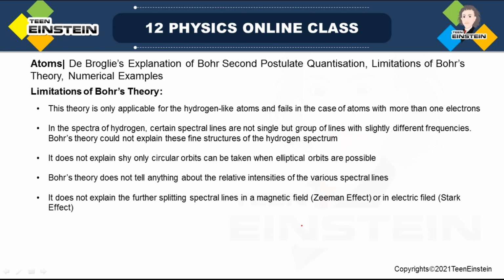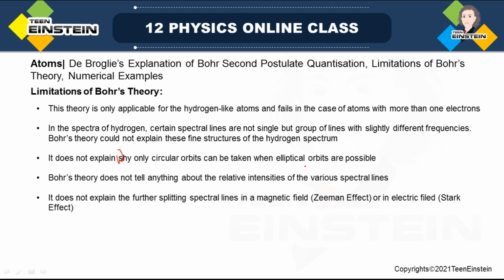And it cannot explain some lines you see in the spectrum. Some lines are very bright and some are very faint. So why is this intensity distribution happening? Why not the same intensity for all the lines? That means it cannot explain the probability of various transitions.